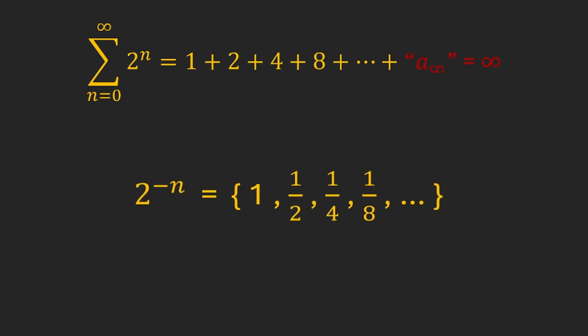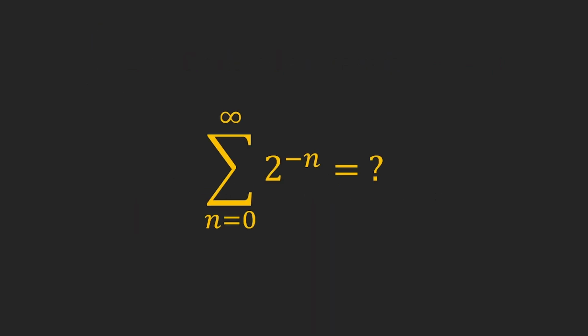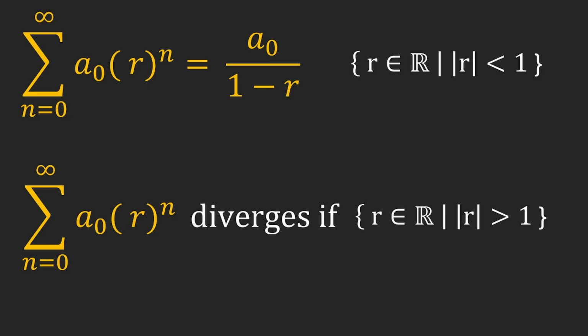But what about this sequence here? 2 to the power of negative n. What if we wanted to find its sum? Well, let's recall our knowledge from pre-calculus. If we have a series in any of these forms, where we have an initial value of a sequence times a common ratio r raised to the nth power, then that sum is equal to that initial value of that sequence divided by 1 minus the common ratio.